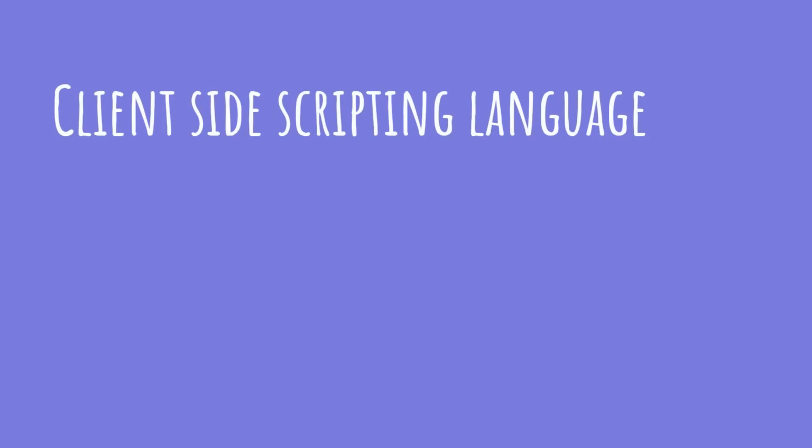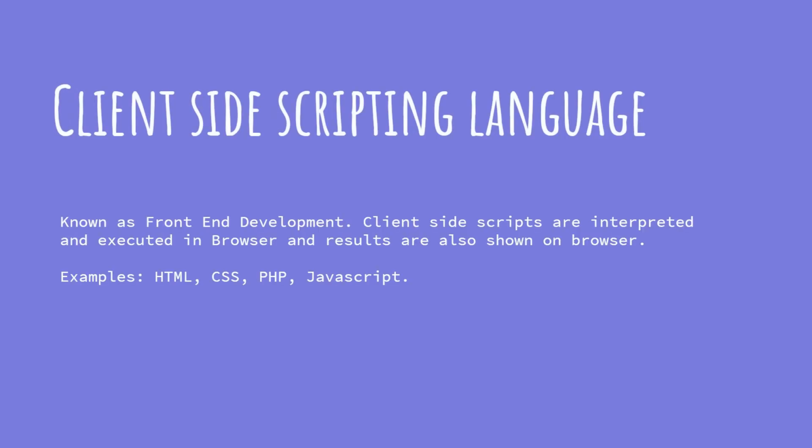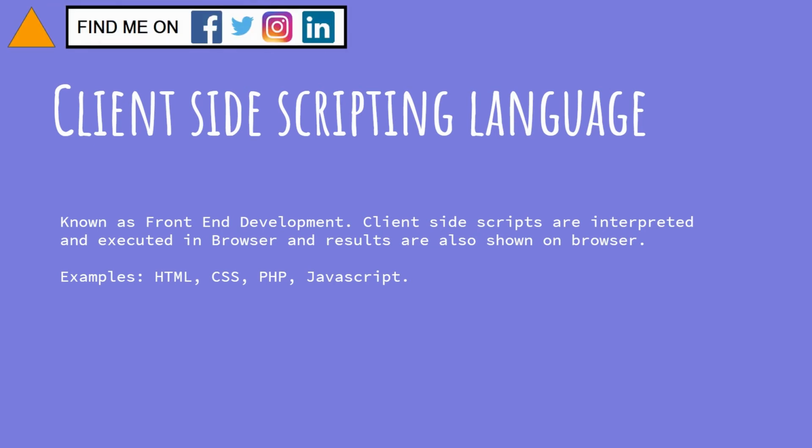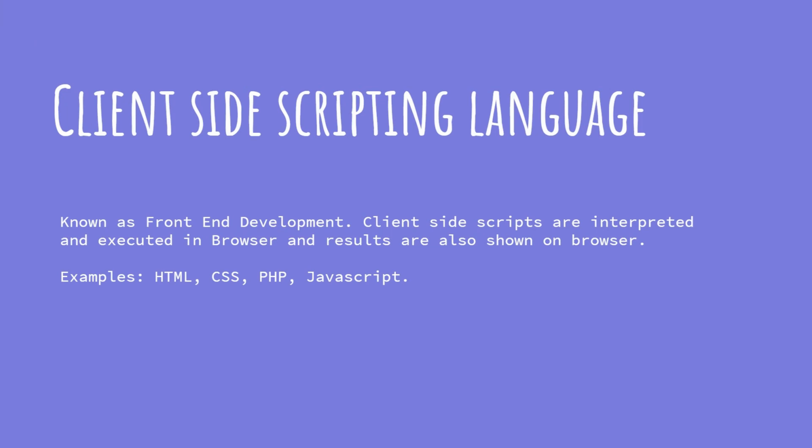In client-side scripting language, basically the script is interpreted on the client side itself, and it is done by the browser. It is also known as front-end development. Some of the well-known examples of client-side scripting language are HTML, CSS, PHP and JavaScript. The results are interpreted by the browser and also displayed in the browser at the same time.